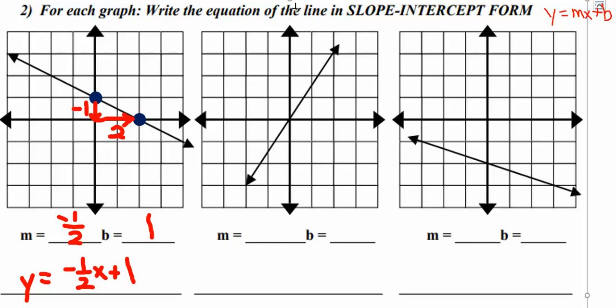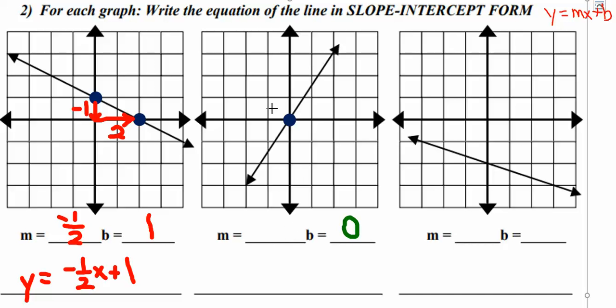Now I'm also going to do the second graph as well, because there's something tricky that happens in this one. So let's take a peek at this. First things first, we're going to locate our y-intercept. And this is a really funny thing. Our y-intercept is right through the origin. So what we need to realize right off the bat is that our b value is 0, because it's at the 0 value of the y-axis.